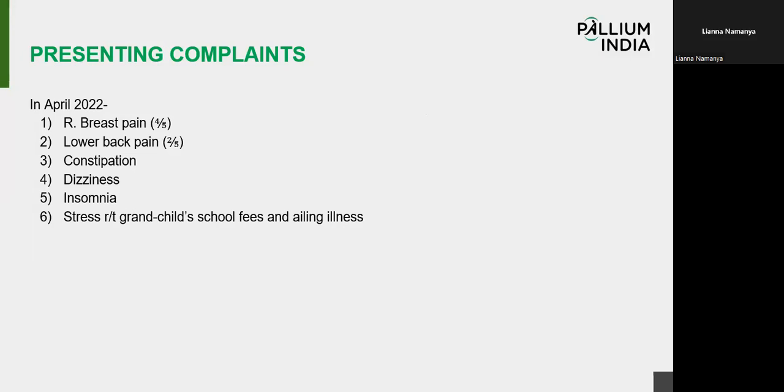In April, when she was first enrolled into our program, she was complaining of right breast pain, 4 out of 5. Often in Uganda, we use the hand to assess pain, so you will see that's why it's out of 5. If you want the NRS, you can just double it. She was also complaining of lower back pain, 2 out of 5, so that wasn't too severe. She also complained of constipation, dizziness, insomnia, and stress related to one of her grandchild's school fees and ailing illness.